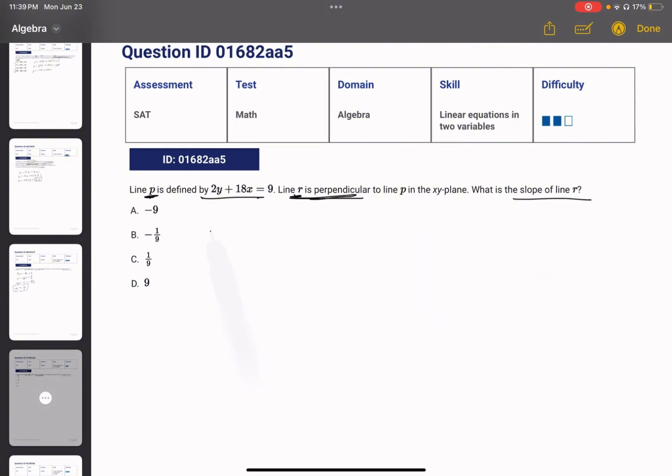Okay, so we have 2y is equal to negative 18x plus 9. We're solving for y here. So the slope of line P is equal to -9. That means the slope of line R, which is the negative reciprocal, like what we just did here. I'm going to give you a second to try and figure it out for yourself. And that would be 1/9. So that's answer C.